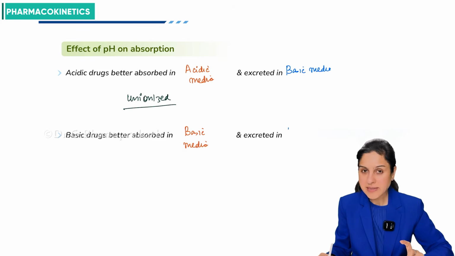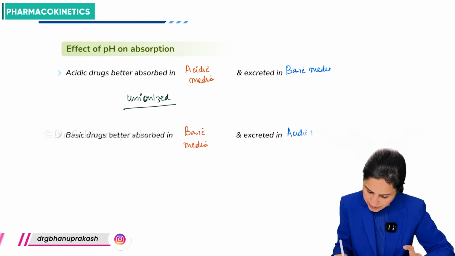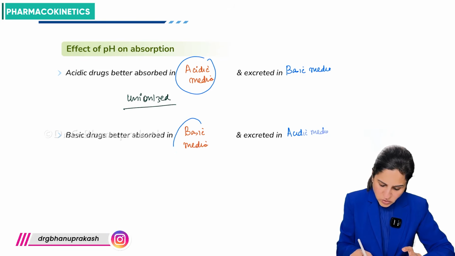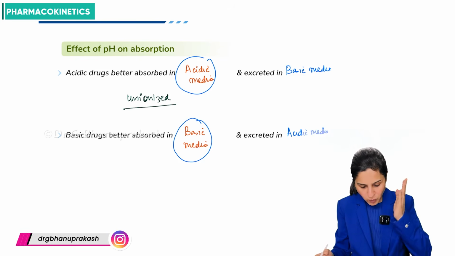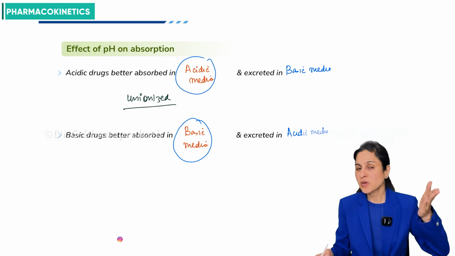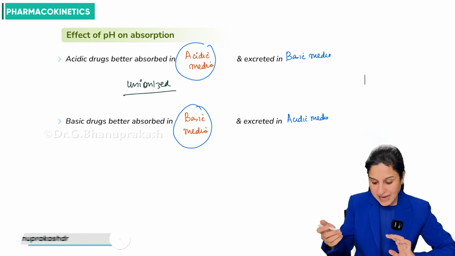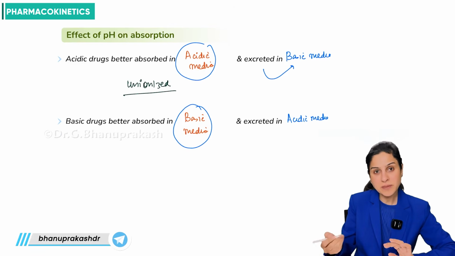Basic drugs are excreted also in the acidic media. It's opposite, right? Remember, if you remember this one rule, you can easily make out the second rule. You don't have to remember both the rules, just remember one rule, absorption in the same media. So excretion will be in the opposite media. That remember, right? And here what is happening basically, why is it getting excreted, not being absorbed?